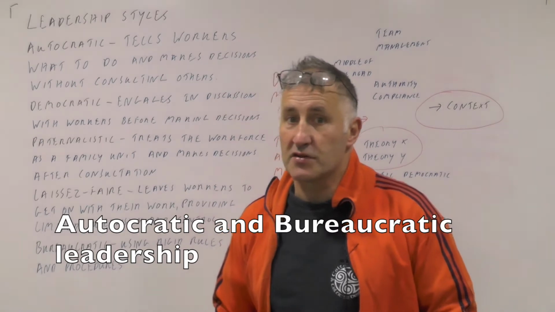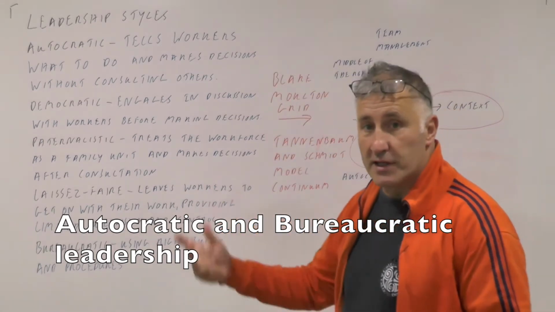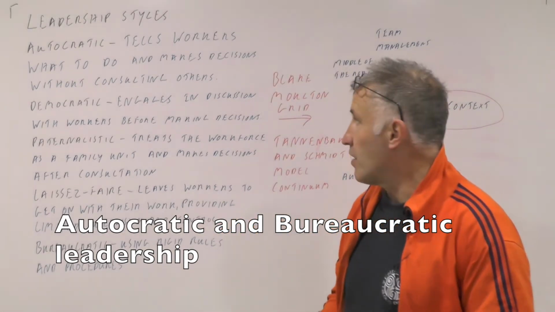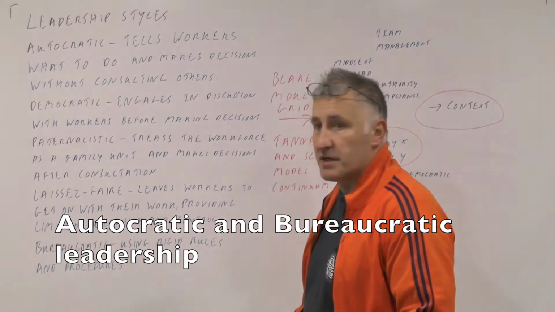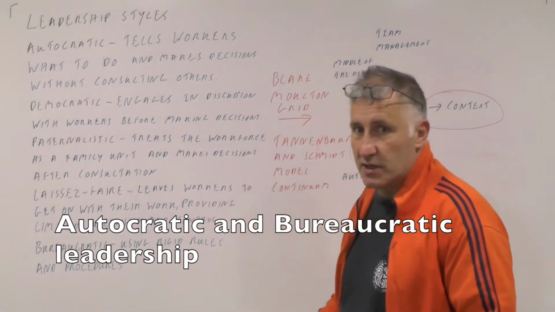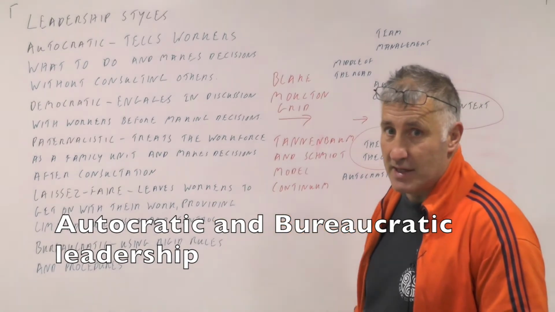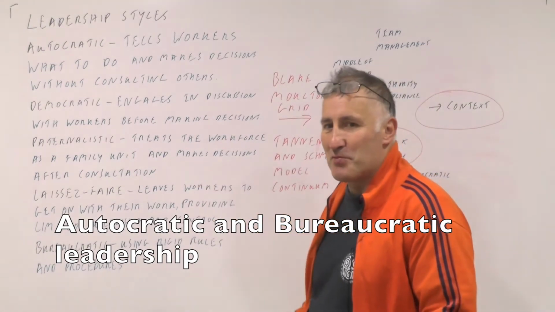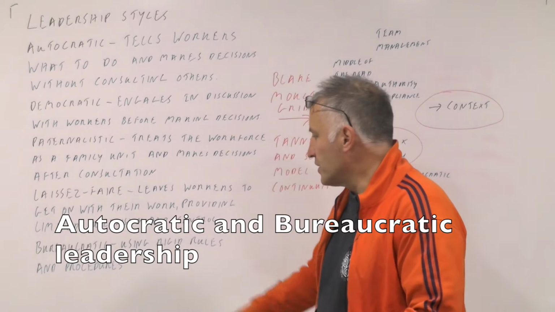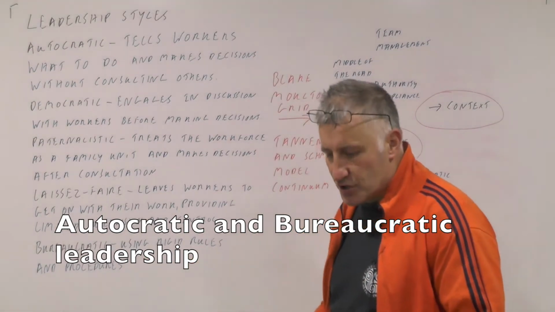So this is lesson 4, and here we're looking at different leadership styles. Really straightforward stuff. We've got an autocratic leader, democratic leader, paternalistic leader, laissez-faire leader, and finally a bureaucratic leader. Now a bureaucratic leader just uses rigid rules and procedures.